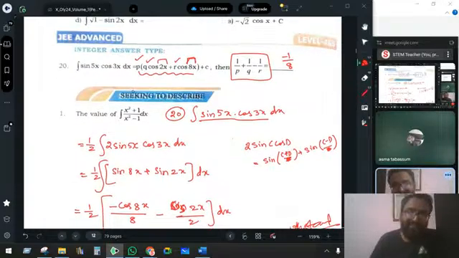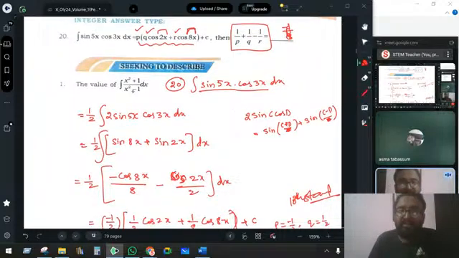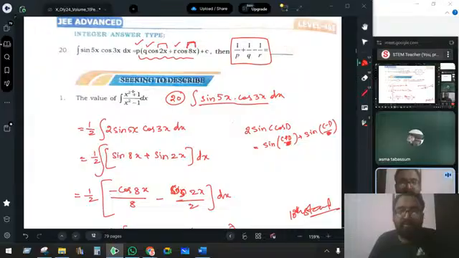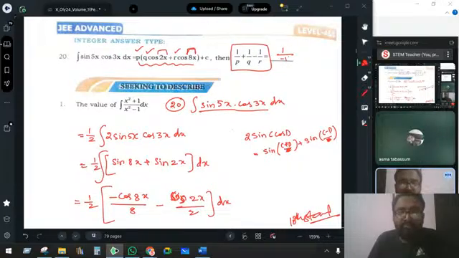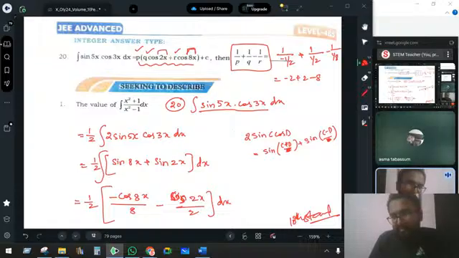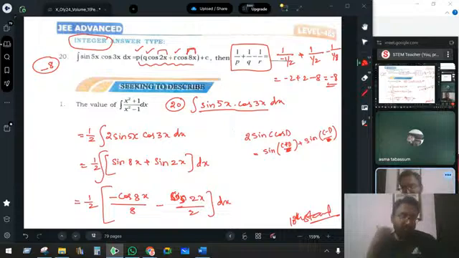No, I will rewrite. The answer is 1 by p: 1 by minus 1 by 2, plus 1 by 1 by 2, minus 1 by 1 by 8. So it is minus 2 plus 2 minus 8, which equals minus 8. The answer is integer type, so a negative value might also come. The answer is minus 8.